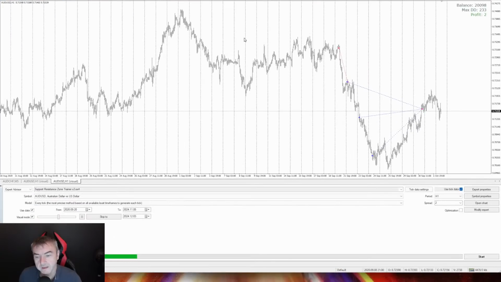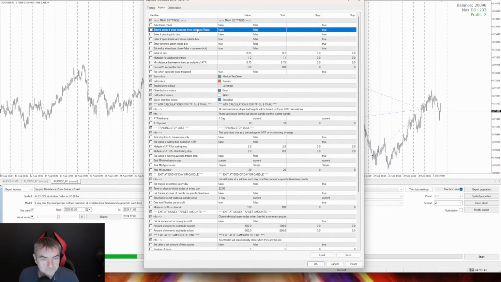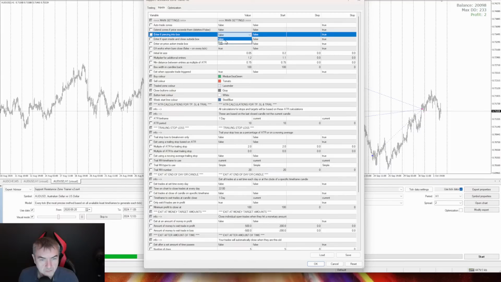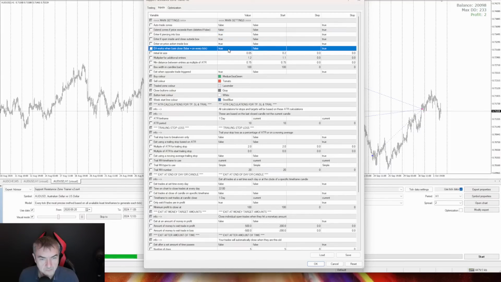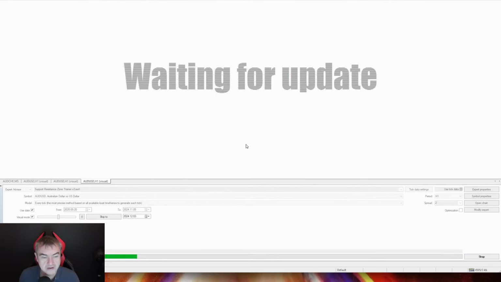Right, so basically what I've done with the EA, let me just show you what adjustments I've made to it. Let's turn that off. Turn that off. Turn that on. Okay, so basically this is obviously the support resistance zone kind of trainer, I've called it.